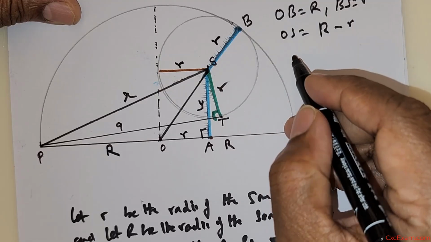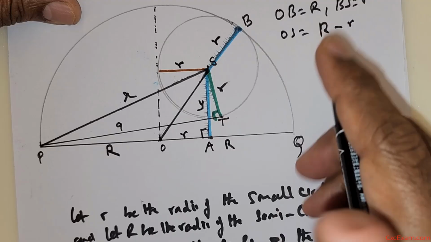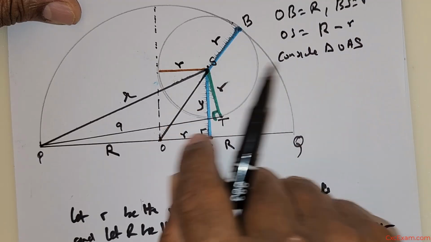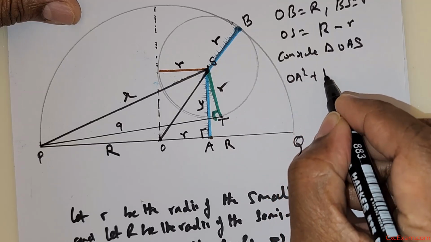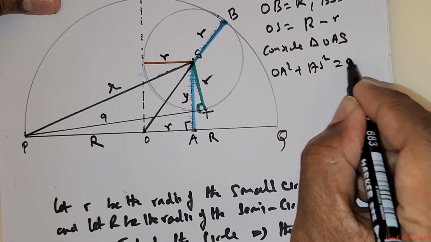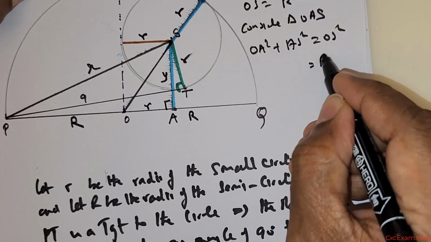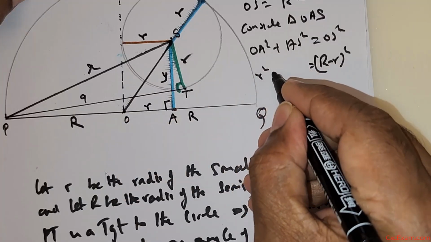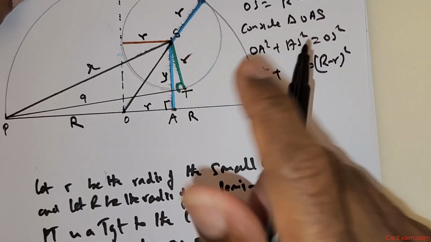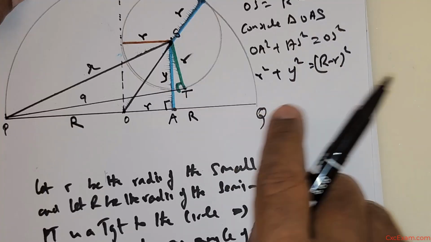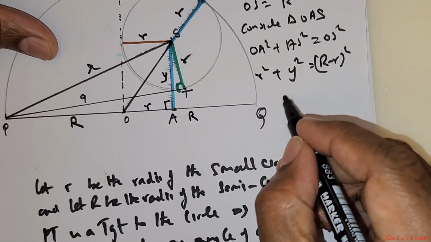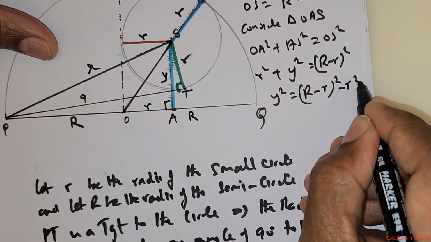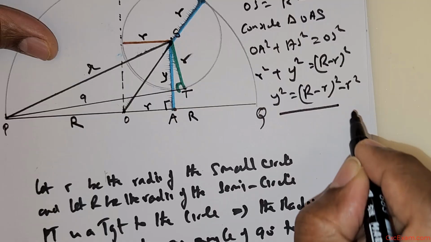Okay, so we would consider the triangle OAS. So this is going to be OA squared plus AS squared is equal to OS squared. So OS is R negative r the whole squared. OA squared is R squared, and AS squared is Y squared. So this is what we got. Now from here I write Y squared to be capital R negative r the whole squared negative R squared. So this is going to be my 4.